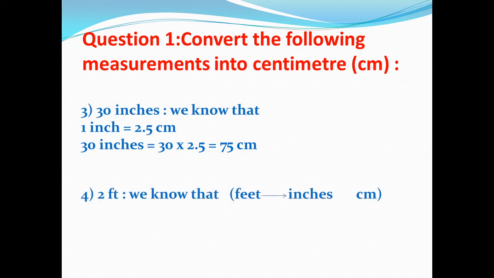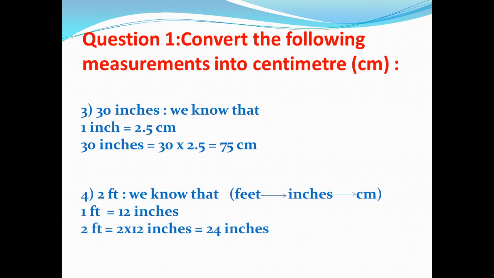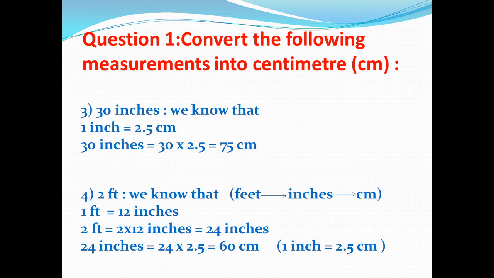In the fourth part, 2 feet, it means we have to convert 2 feet into centimeter. There is no direct relation in your curriculum from feet to centimeter, but we have relations like feet to inch and inch to centimeter. We will use them. 1 feet is equal to 12 inches. So 2 feet is equal to 2 into 12 inches is equal to 24 inches. Now 24 inches will be converted into centimeter by using the relation 1 inch is equal to 2.5 centimeter. So 24 into 2.5 is equal to 60 centimeter.